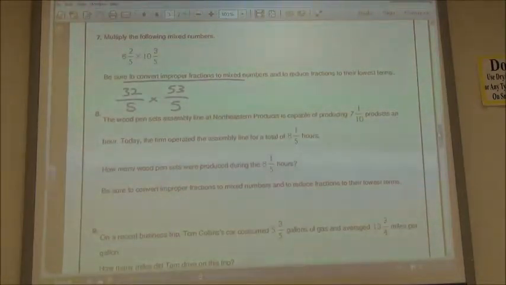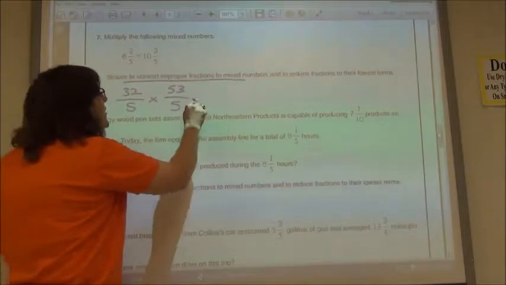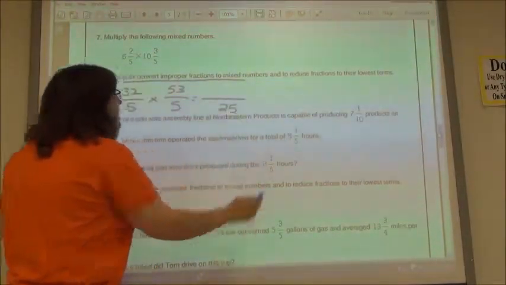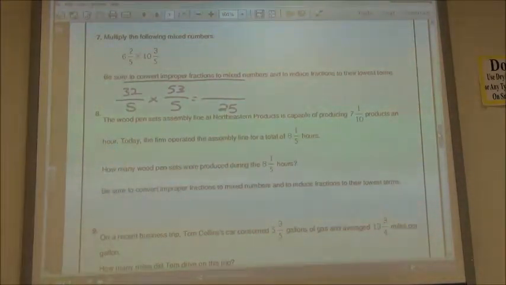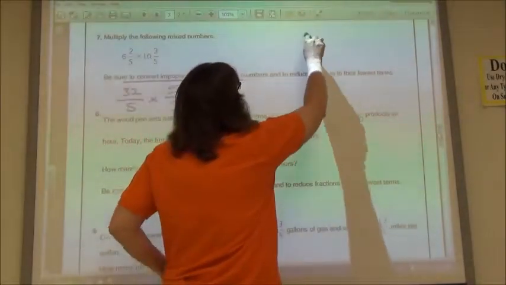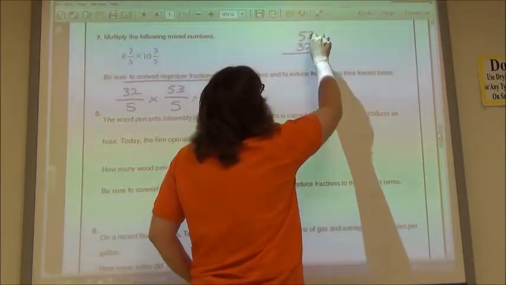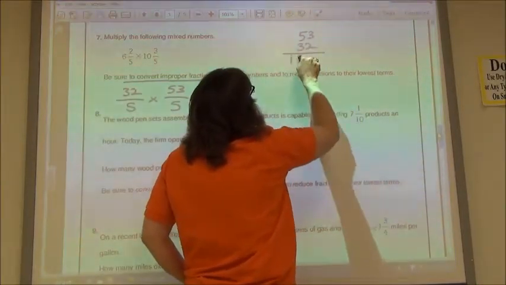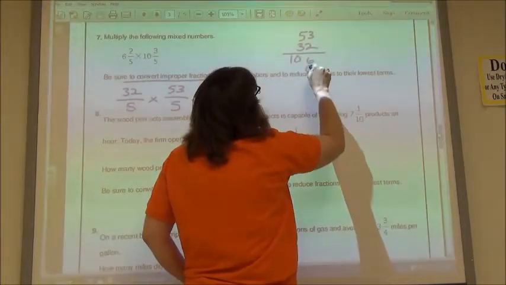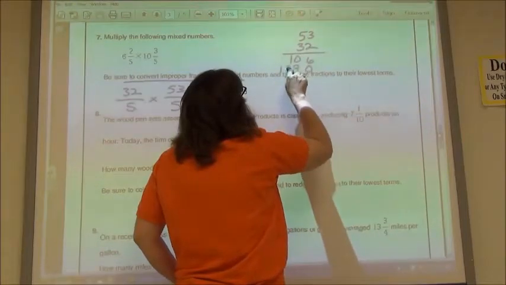Now, if I could, I would reduce. But I can't reduce 5 with 32 or 5 with 53, so I just have to multiply. 5 times 5 on the bottom, that's easy. That's 25. On the top, I have to take 32 times 53. I'm going to put the 53 on top because it really doesn't matter my order. So 3 times 2 is 6. 2 times 5 is 10. Got to go to the 10 spot, so I add my 0. 3 times 3 is 9. 3 times 5 is 15.